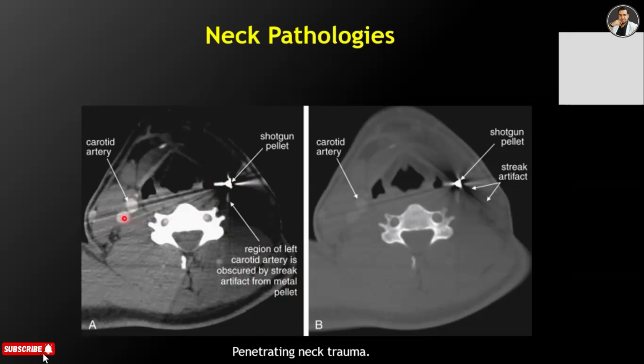So I think this is the artery and this is the vein. This is the right carotid artery and this is the jugular vein. But we cannot see this on the left side because of the bullet artifact. And this is the bone window. In the bone window, we can clearly see the cervical bone and also the bullet and the artifact surrounding the bullet. And this is called the streak artifact.